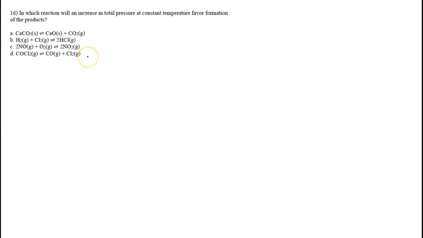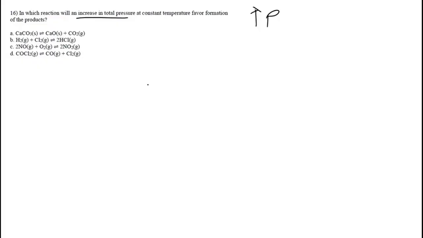All right, folks, let's get into number 16. It says, in which reaction, so I just want to know which specific reaction of the ones listed, will an increase in total pressure, hold up, they're saying an increase in pressure at a constant temperature favor formation of the product. We're taking Le Chatelier's principle and going a little bit further here now, right? Off rip, let's talk about increase in total pressure, everything we know about it. We've seen this question similarly to number 12.